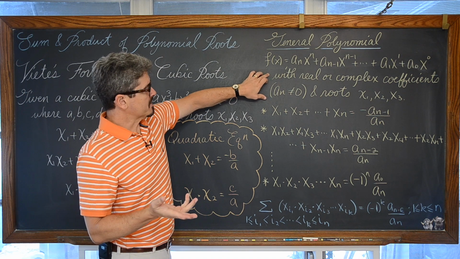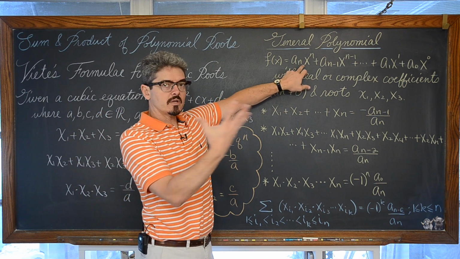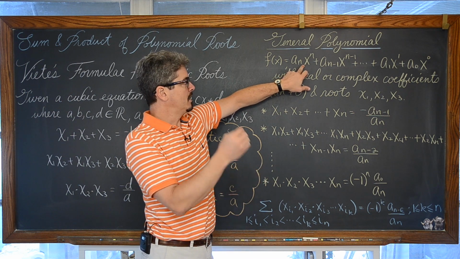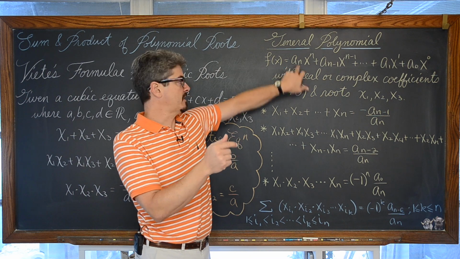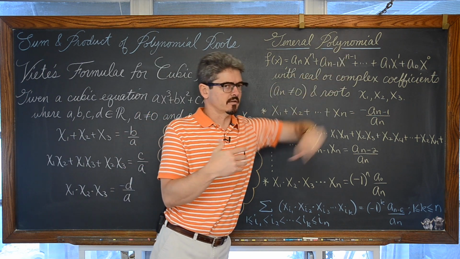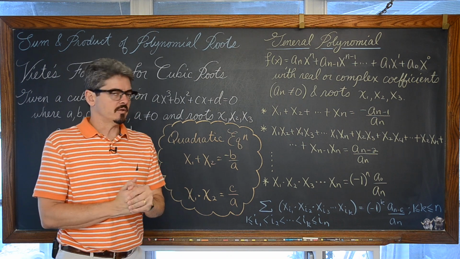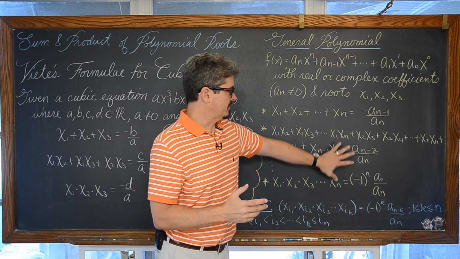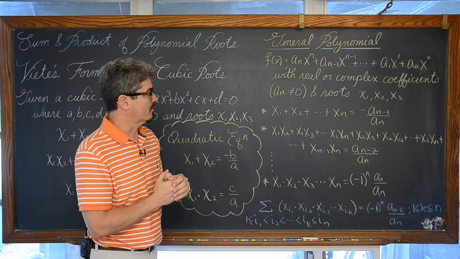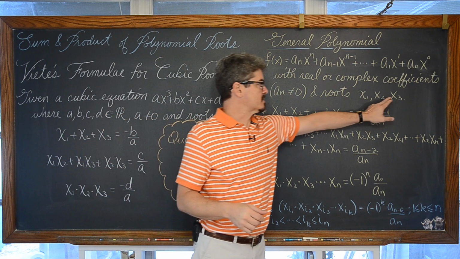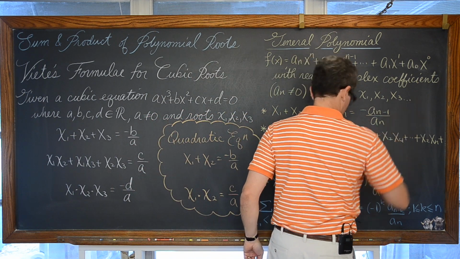With real or complex coefficients, and a sub n is not equal to 0, so that just means that we're going to give you some formula here for an nth degree polynomial. So a sub n, your leading coefficient, can't be equal to 0, because then you're looking at an n minus 1 degree polynomial. So these little formulas are just to make this sync with our general form of our polynomial, with roots of x sub 1, x sub 2, x sub 3, and so on and so on.